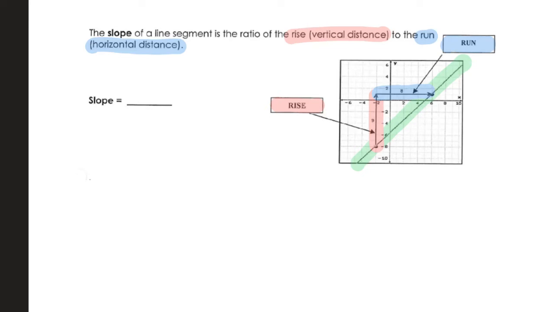And so when we talk about the slope of a line, then really what we're going to talk about is the way that your rise compares to your run. And so really what we have then in our rise is our vertical distance, and what we have in our run is our horizontal distance.